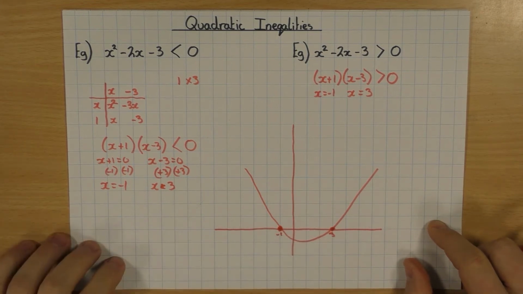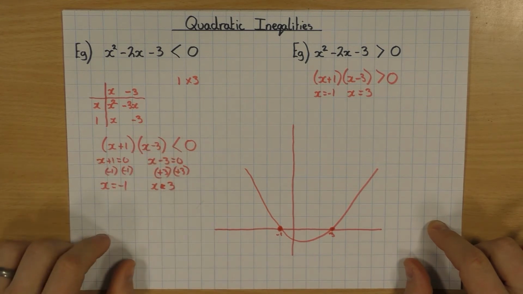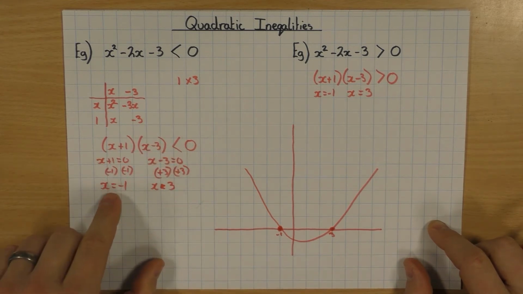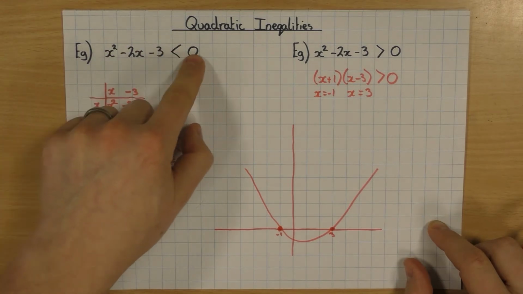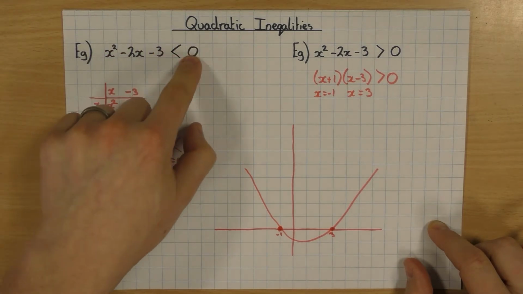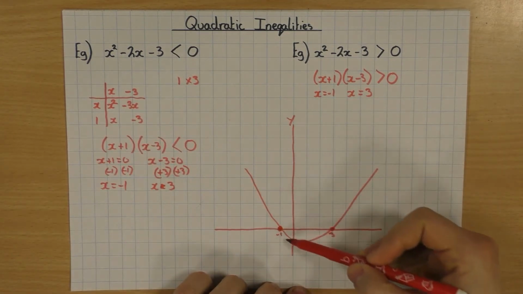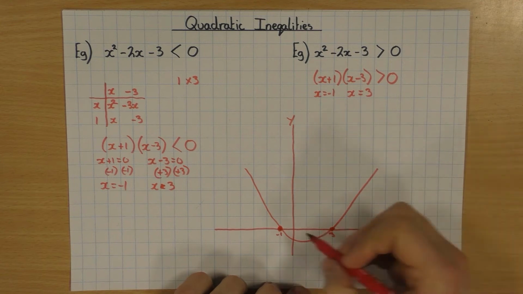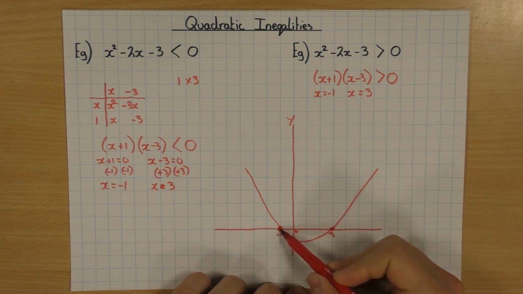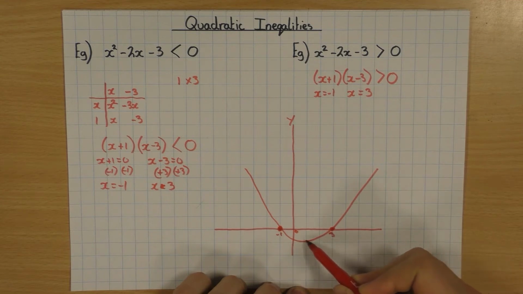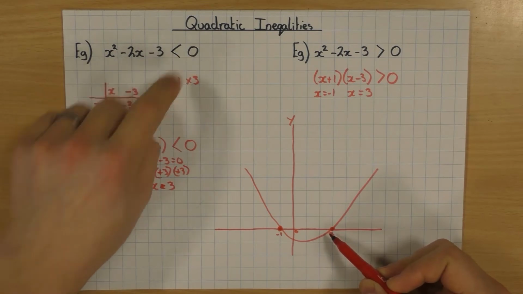Once you've done your little sketch, you can then use that to help you finalise how you write your final inequality. So when we look at this one, this quadratic is saying it's less than 0. So when is this less than 0? So here's my y-axis, and we have a look at our curve. When is it less than 0? Well, 0 is there, so when is it less? It's when it's between minus 1 and 3. This is when the curve is less than 0.